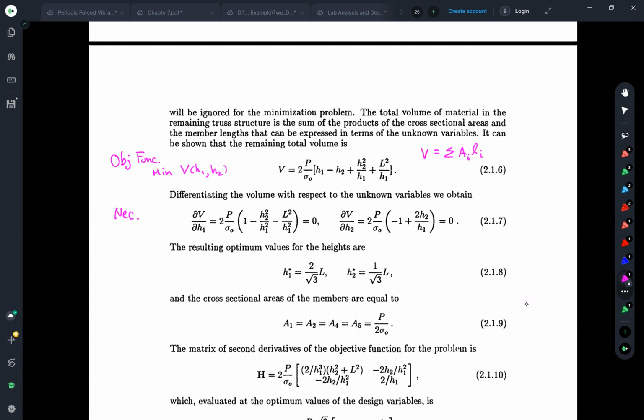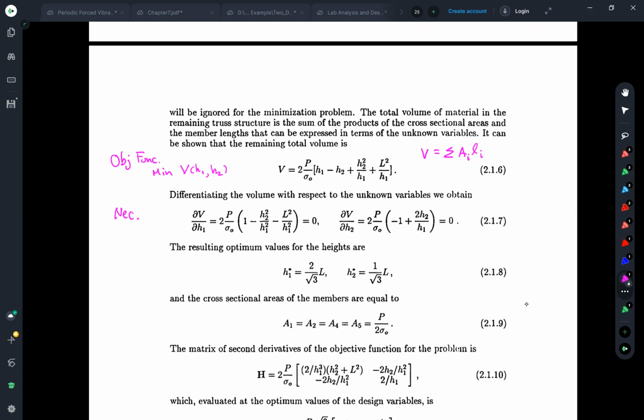We set the objective function V, the volume, and try to minimize this volume. The necessary condition is 2.1.7 with respect to H1 and H2, and you obtain equations like this. If you want to get the solution, you need to find the stationary points. Since H contains a power of 2 in these equations, I expect at least two sets of solutions, maybe 2 or 4.